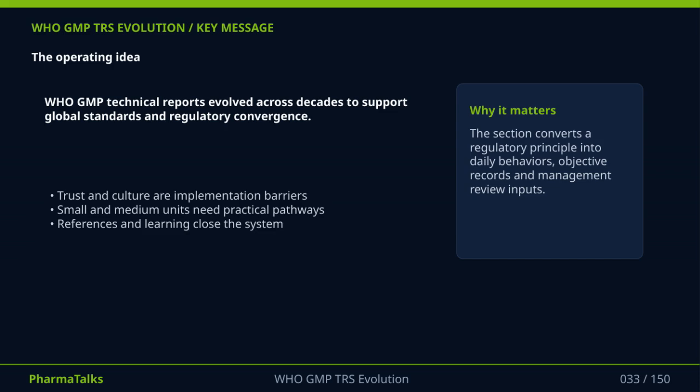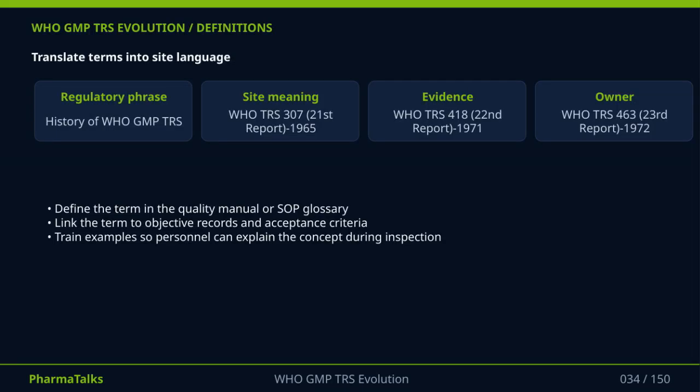On this slide, we focus on the evolution and definitions related to the WHO GMP Technical Report Series, or TRS. The key idea here is understanding how these terms have developed over time and how they should be interpreted and applied at the site level. It's important to translate these regulatory phrases into the site's local language to ensure clear communication and compliance.